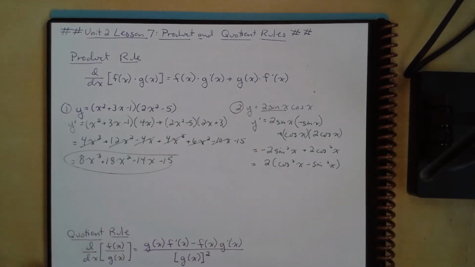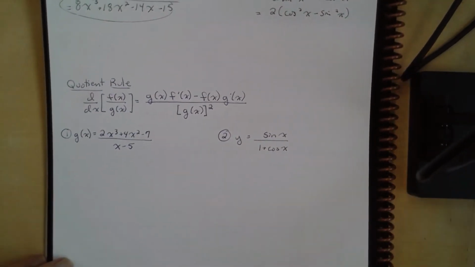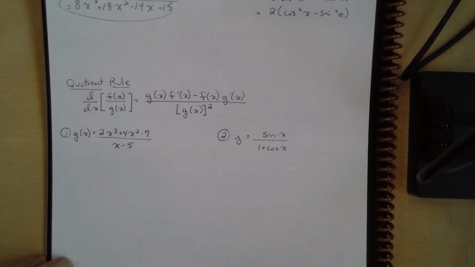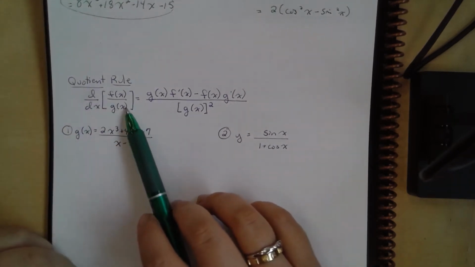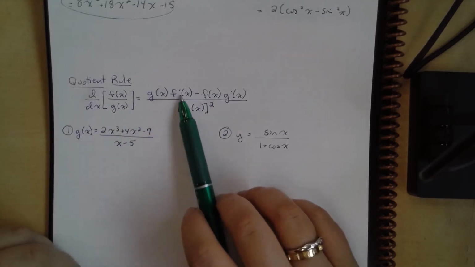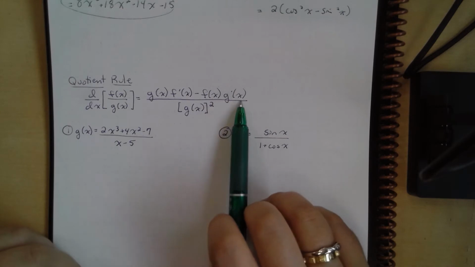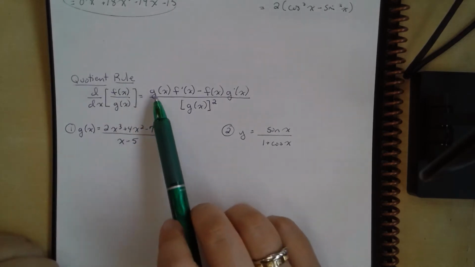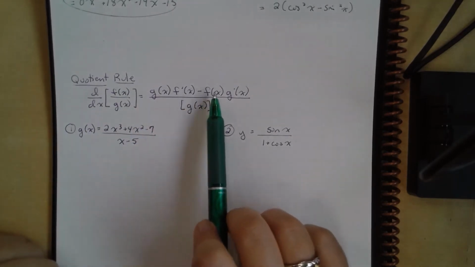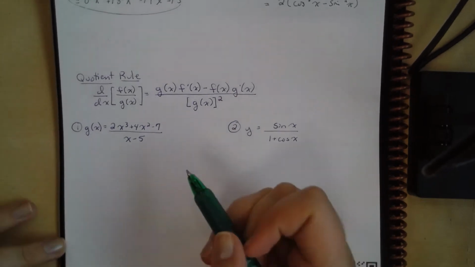All right, so let's go down here and talk about the quotient rule. The quotient rule states that the derivative of f of x over g of x is equal to g of x times the derivative of f of x minus f of x times the derivative of g of x, over g of x quantity squared. So I think of this as the bottom times the derivative of the top minus the top times the derivative of the bottom, over the bottom squared. All right, so let's do this one.